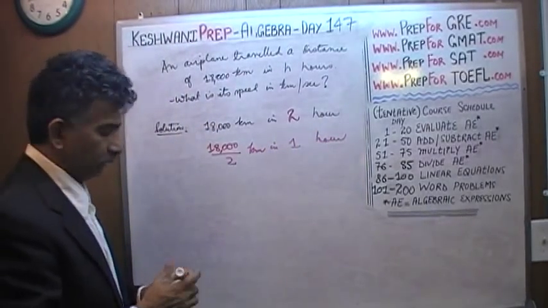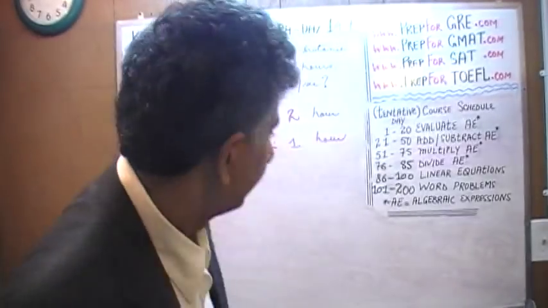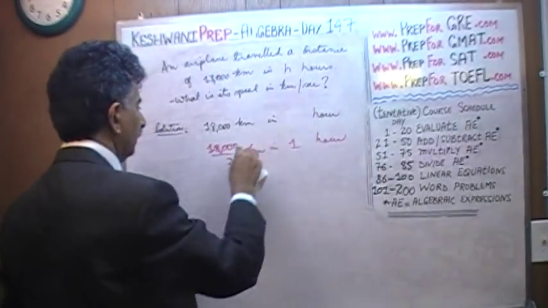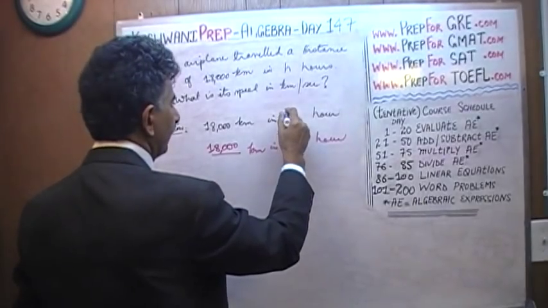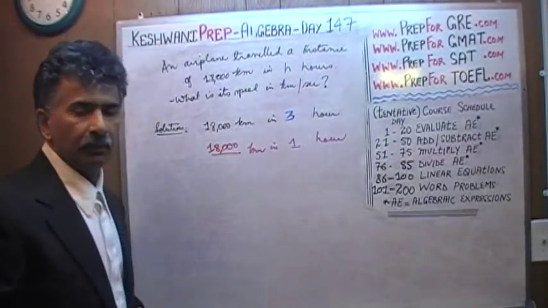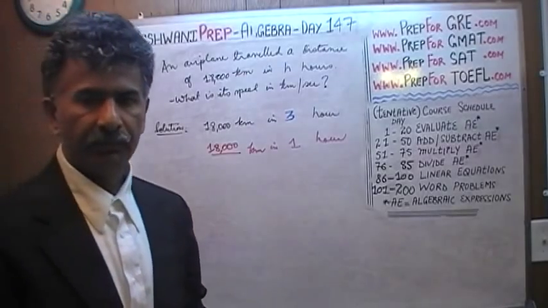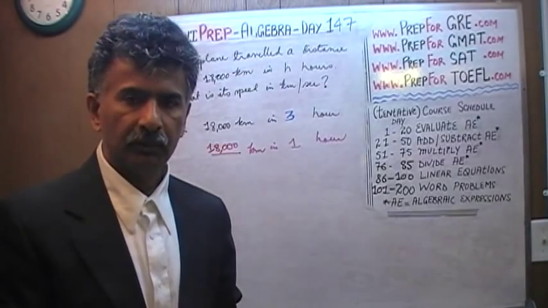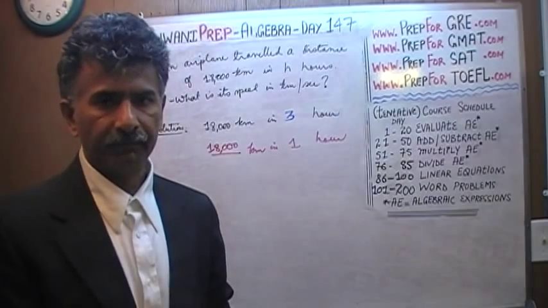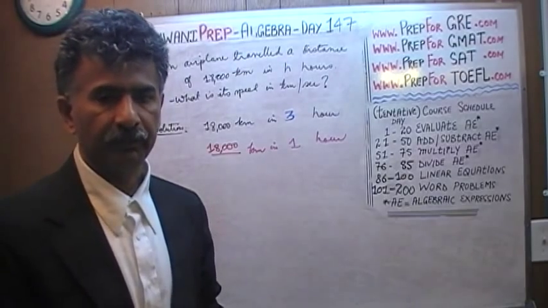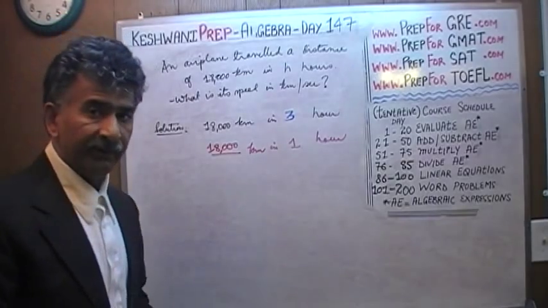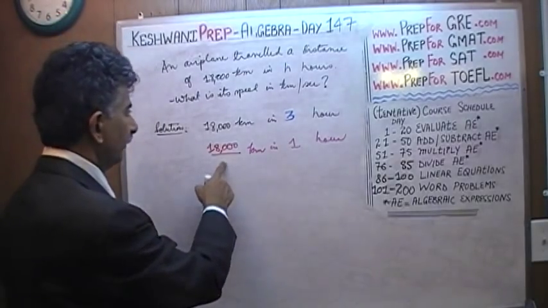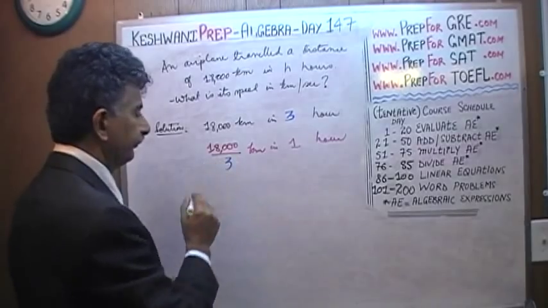What if we were told that it traveled 18,000 kilometers in 3 hours? Well, then it must have gone 6,000 kilometers in 1 hour. We're assuming constant speed, even though it's not said here. How do we find that 6,000? By taking this 18,000 and dividing by 3.